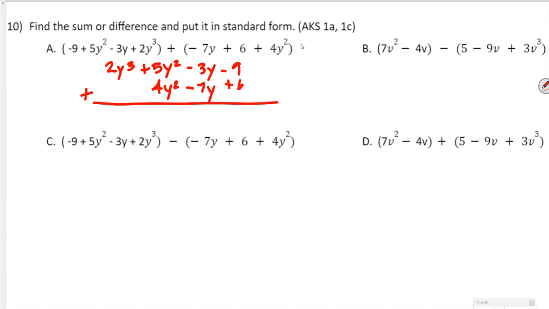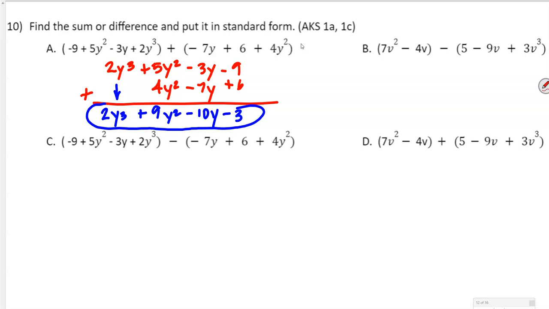right? So our answer here, again, we're just combining like terms. We didn't have a like term with this, so it comes straight down, right? So this is 2y to the third. 5 plus 4 is 9y squared, right? Negative 3 plus negative 7 is just a bigger negative, right? Keep the sign. And then we got negative 9 plus 6, so that's going to give us a negative 3. Okay, there's our answer for that one. So let's set up the next one.